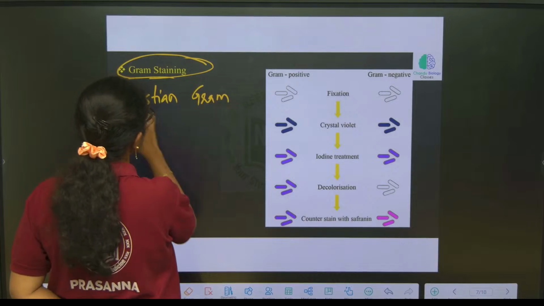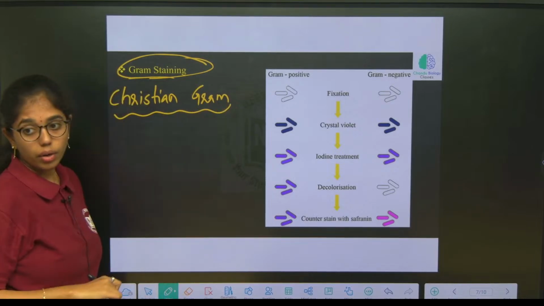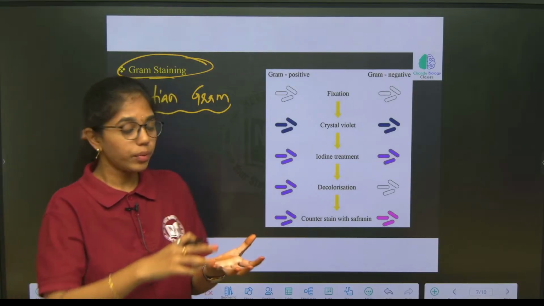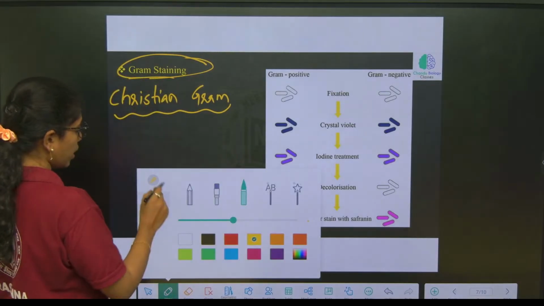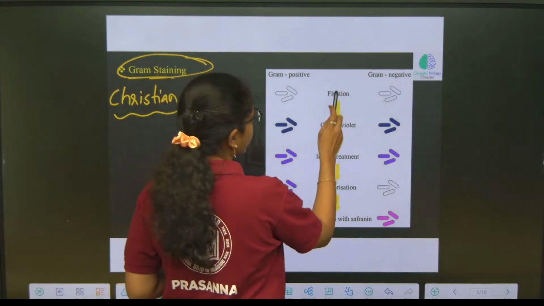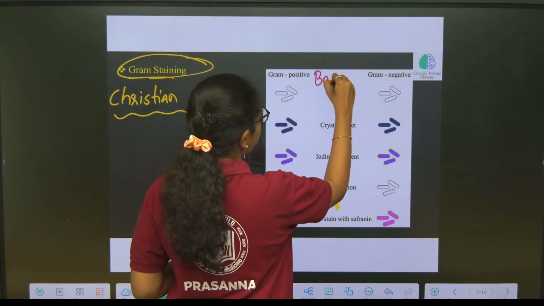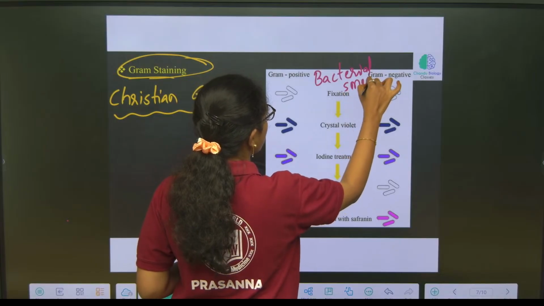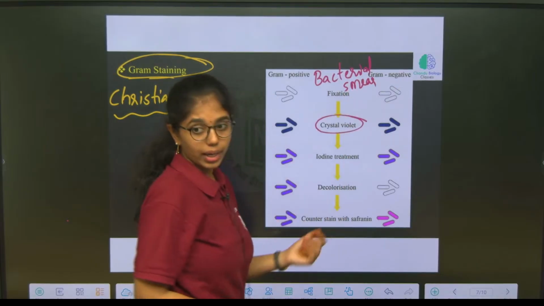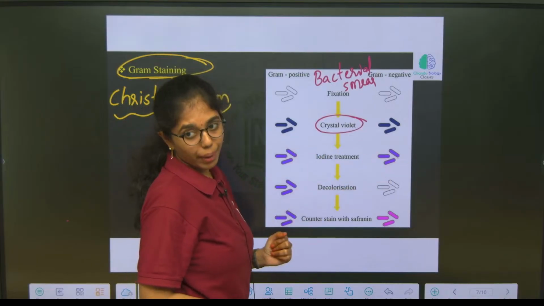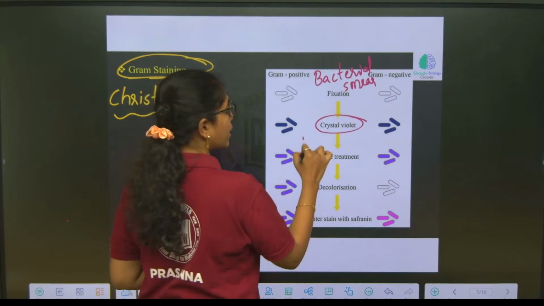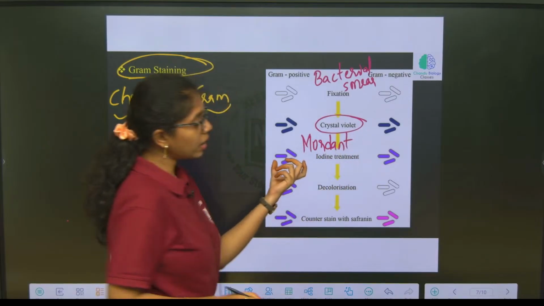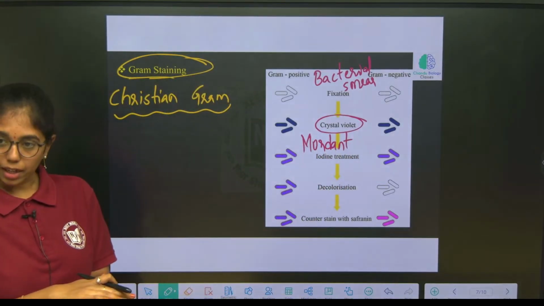In this staining procedure, first the bacterial smear is dyed with crystal violet. So here it is given clearly, the bacterial smear is first dyed with what? Crystal violet, and it will show what color? Purple color. Then a mordant is added, which is iodine, and then it is washed out with alcohol.